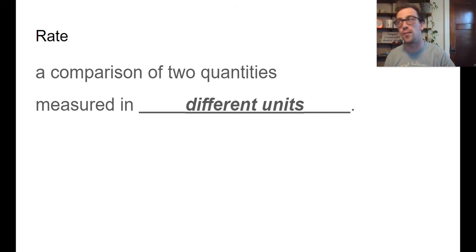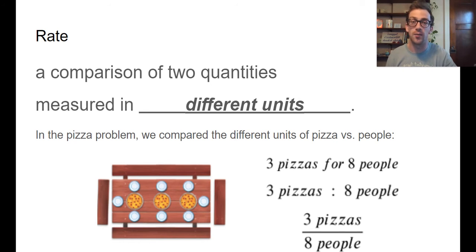This is different from our other types of ratios where we are comparing how many cups versus cups in orange juice, for example. So we can also think about this, lately we've been talking about sharing pizza, of how many people are going to share how many pizzas. People and pizza are different units.